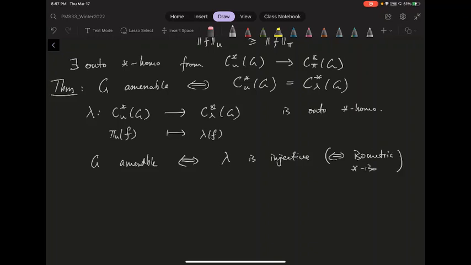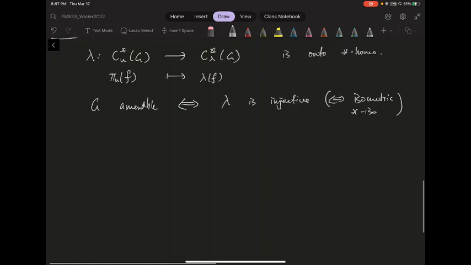We know it's already an onto star homomorphism. We just need the injectivity. So as you can see, this is a really nice theorem in terms of group C star algebras. It relates the group C star algebra with this definition of amenability.